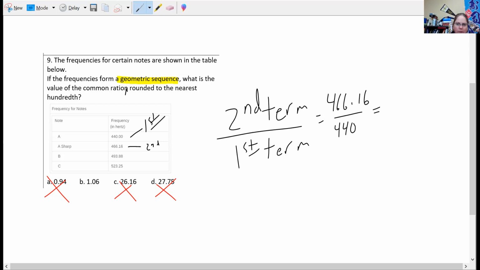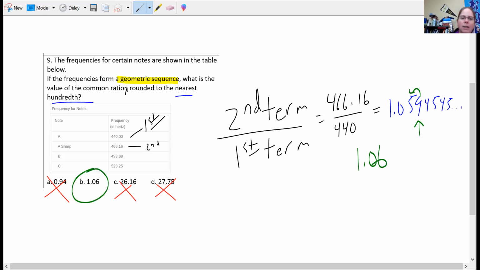Take 466.16 and divide it by 440. And you get 1.0594545, and it keeps on going. But this says to the nearest hundredth. That means second decimal place. So I take a look at it, and the third is a 9. What does it tell you to do to the 5 in front? It says to round up. That's why it's 1.06. Okay.